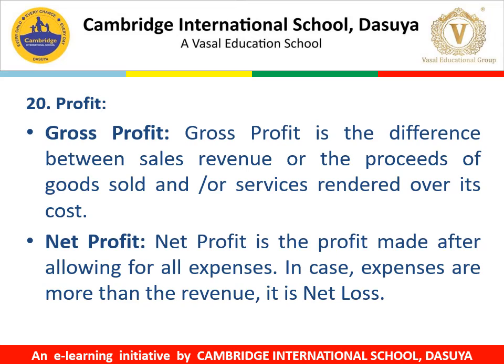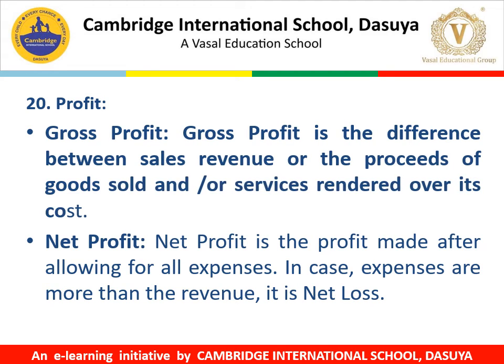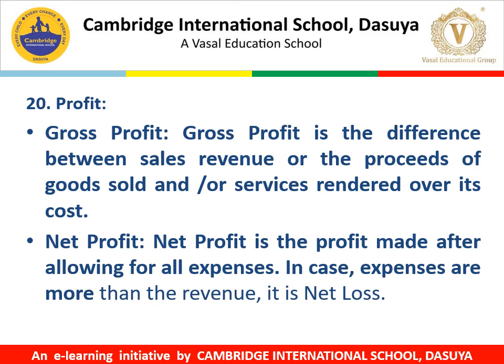Next term is profit. Profit is classified into two types: gross profit and net profit. Gross profit is the difference between sales revenue or the proceeds of goods sold or the services rendered over its cost, whereas net profit is the profit made after allowing all expenses. In case expenses are more than revenue, it is net loss.